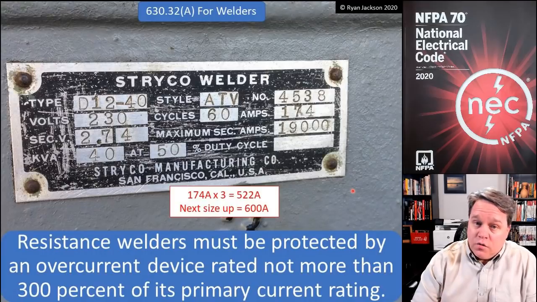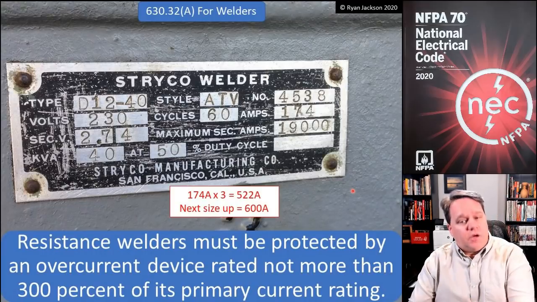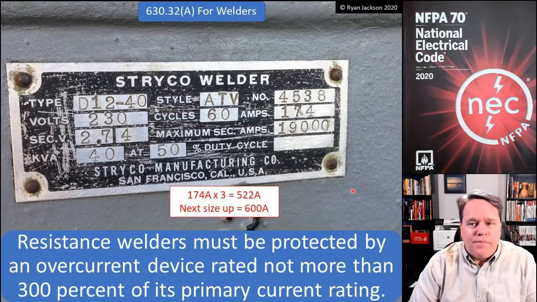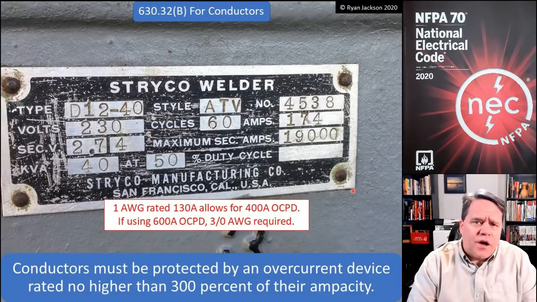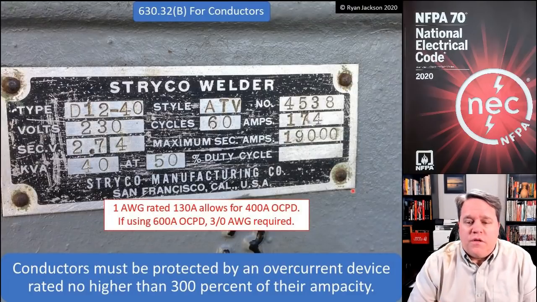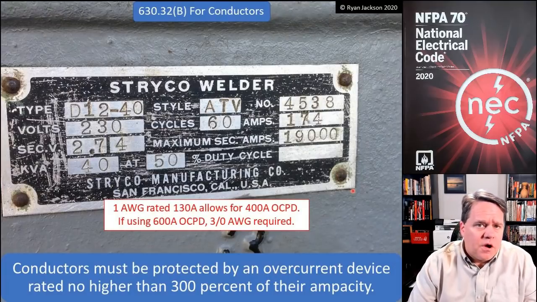Now, could I use a 500 amp breaker? Sure, I certainly could, but I could also use a 600 amp as well. When it comes to protecting the conductors, they must be protected by an overcurrent device rated not more than 300% of their ampacity. All right, so it's the same requirement for the welder and for the conductors.